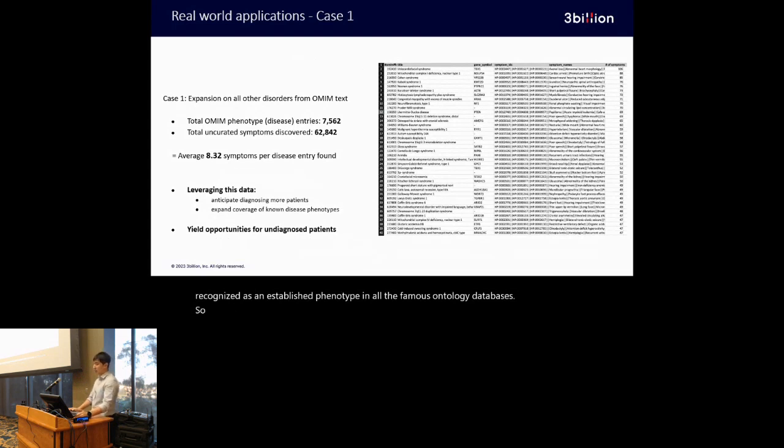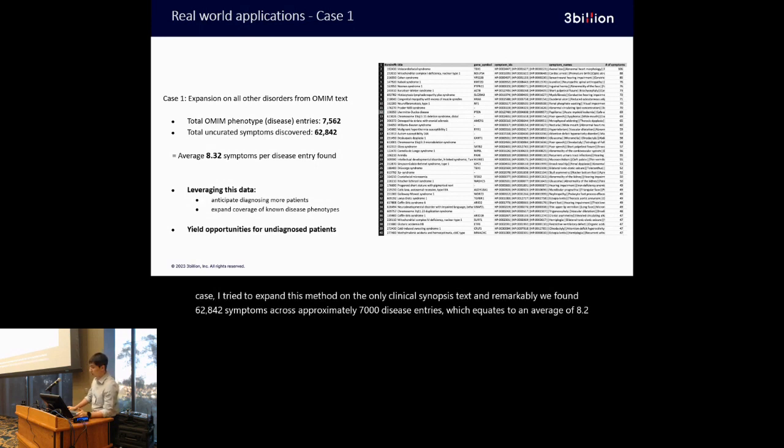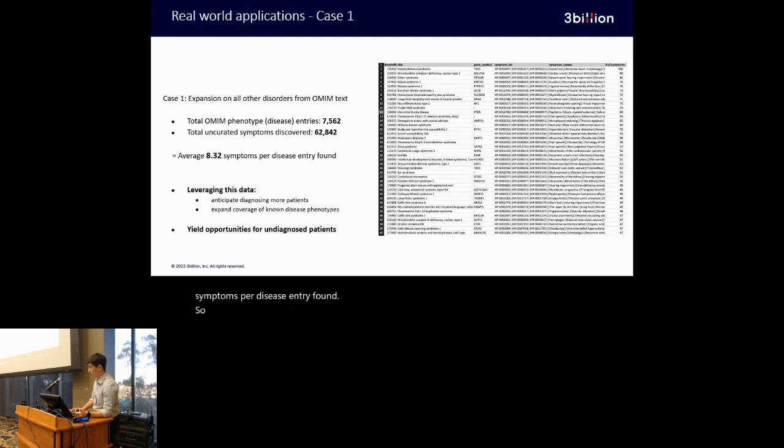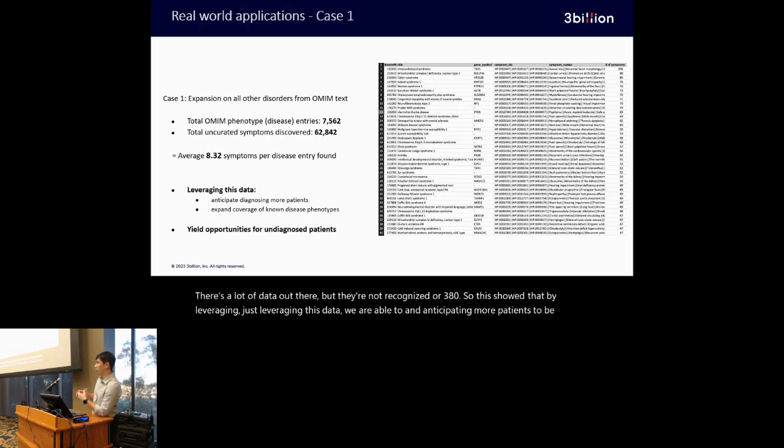Let me quickly highlight two practical applications of the methods I introduced. In the first case, I tried to expand this method to the OMIM clinical synopsis text. And remarkably, we found 62,842 symptoms across approximately 7,000 disease entries, which equates to an average of 8.2 symptoms per disease entry. So basically, there's a lot of data out there, but it's not organized or curated. This showed that by leveraging this data, we anticipate more patients to be recognized for differential diagnosis as rare disorders, and we are also able to expand our coverage of known phenotypes.